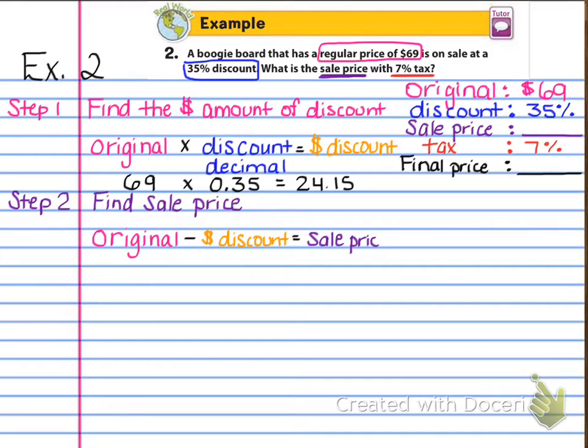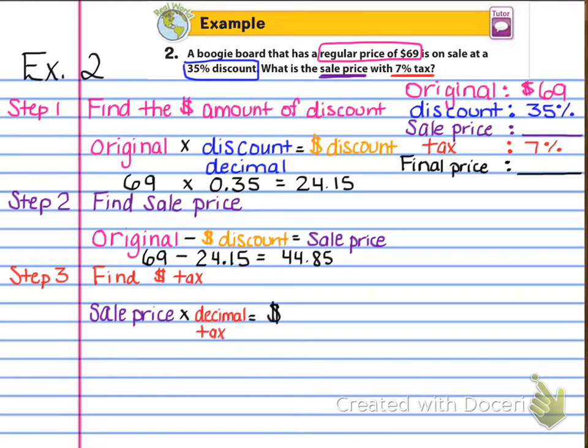So that's why for step 2, it says find the sale price. The original price minus the discount is going to be equal to the sale price. So you're going to see that here. With 69, there we go. 69 minus 24.15 is going to give us that 44.85. Now the 44.85 is going to be important because now that's what we're going to be working with. So now we're going to take the sales price times the decimal tax, and that will give us the dollar amount.